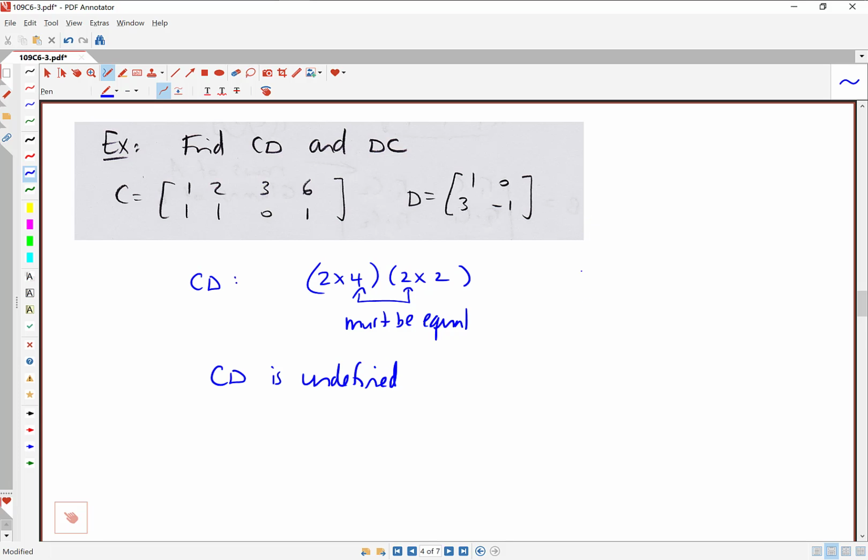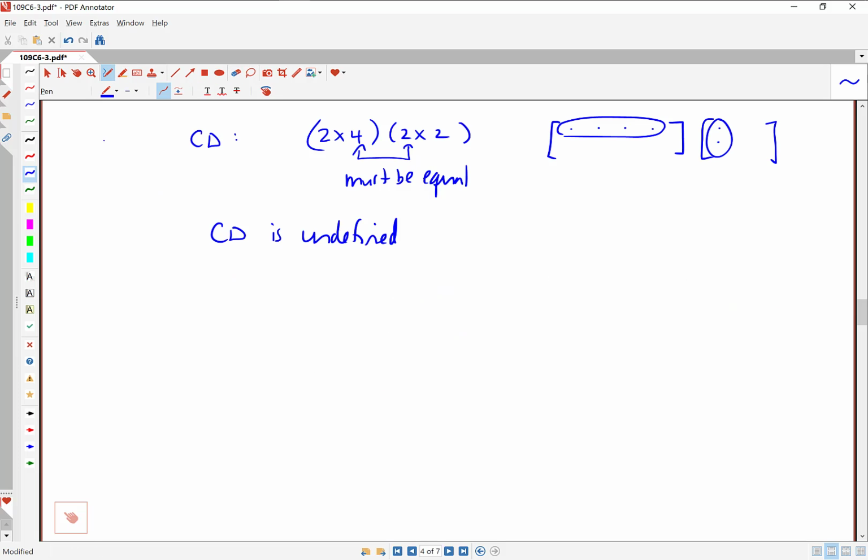If you want a visual way of thinking about this, we'll draw a picture on the side. So here's C, here's D. We're supposed to be taking rows of our first matrix and doing a dot product with columns of our second matrix. And you can see that there are different numbers of entries in that row and column, so you're just not going to be able to build that dot product. Drawing this picture is the same thing as saying these middle numbers must be equal, and they're not. So CD is undefined, and that's all we need to say there. Okay, so let's call that part A.